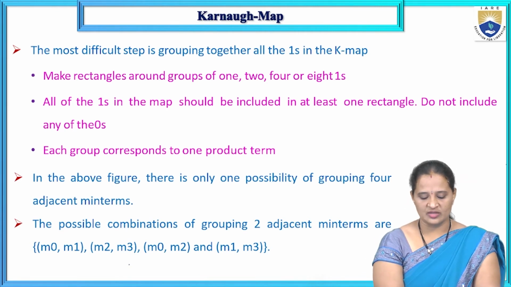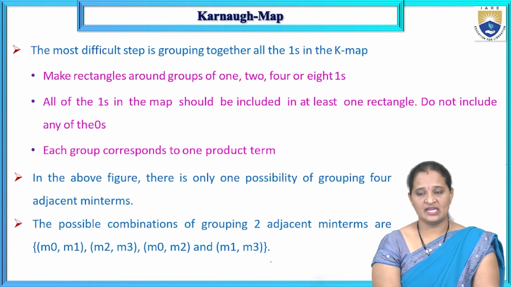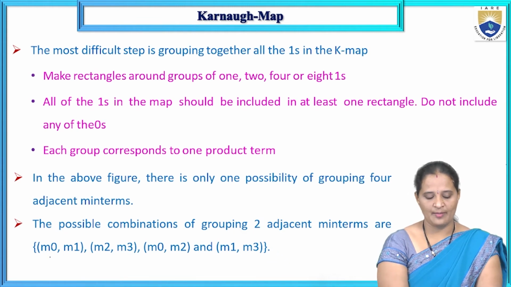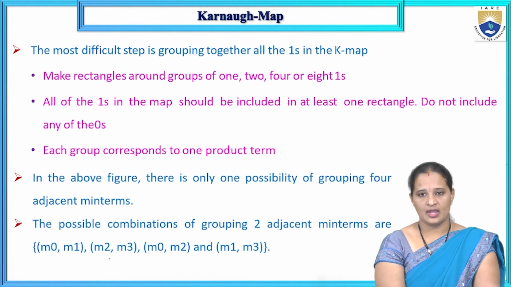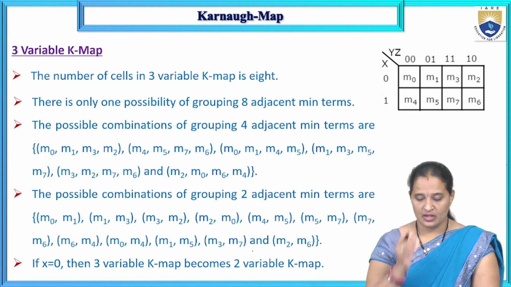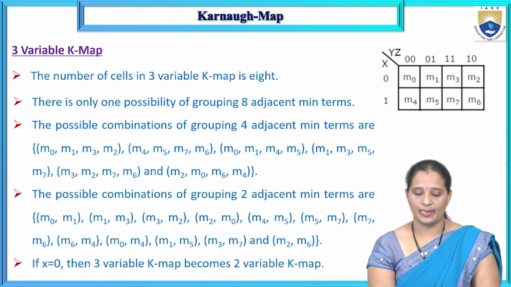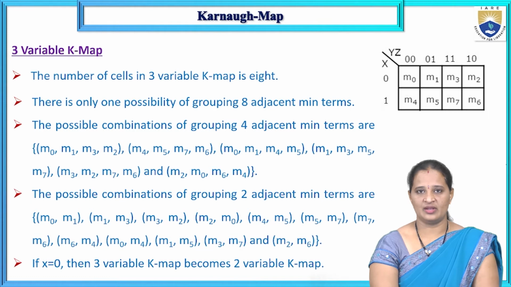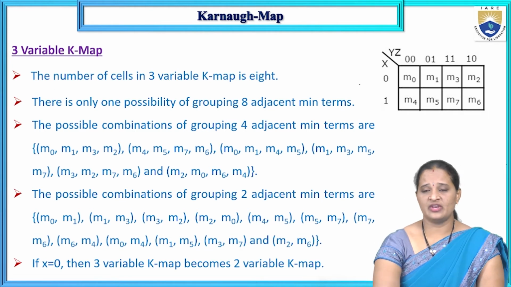So these are the possible combinations of pairs that we can form in a two variable K map, as I told you: M0 M1, M0 M2, M1 M3, M2 M3. So that is about the two variable K map. Now let us consider a three variable K map.